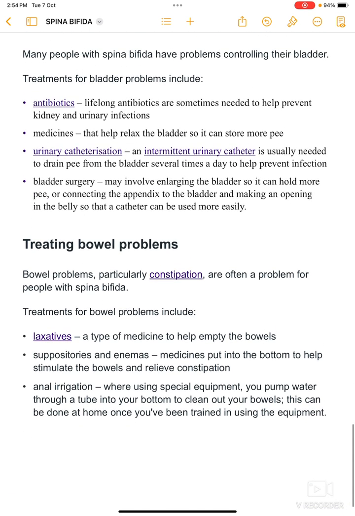Treating bowel problems, particularly constipation. The treatments are mainly laxatives and medicines, and anal irrigation to clean out the bowel. This can be done at home once you have been trained in using the equipment.